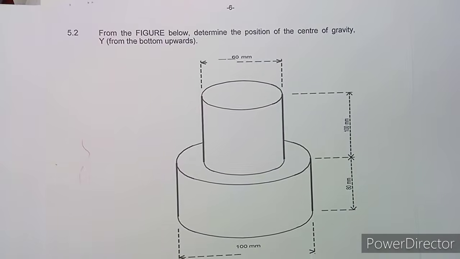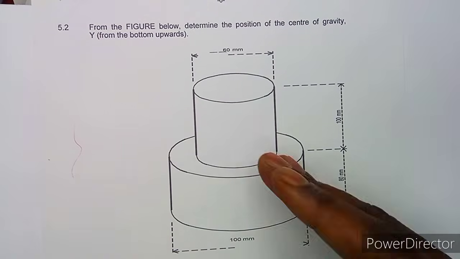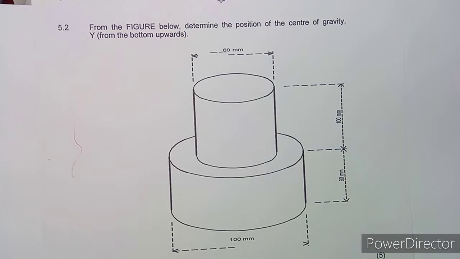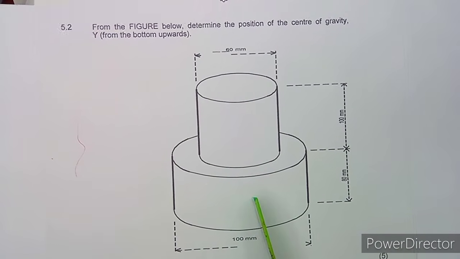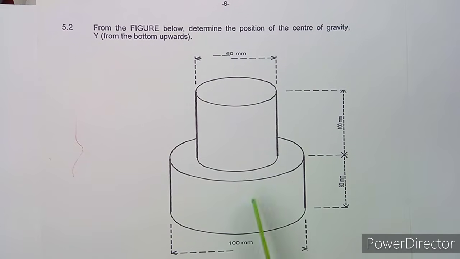And let's just see the other part that we had, which is to determine the position of the center of gravity, y, from the bottom upwards. So it's from the bottom going upwards, and we need to determine the center of gravity. So this is what you're going to have, guys. Remember, this is a cylinder and another cylinder on top of the other cylinder, which means we are going to add the values.